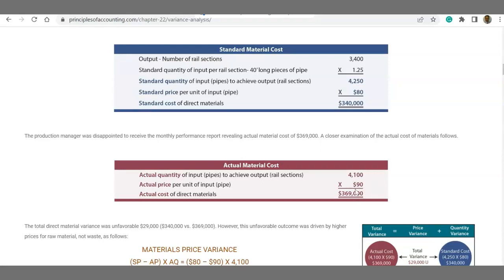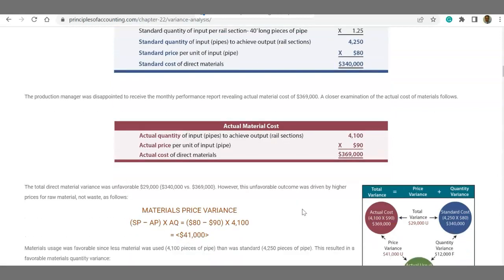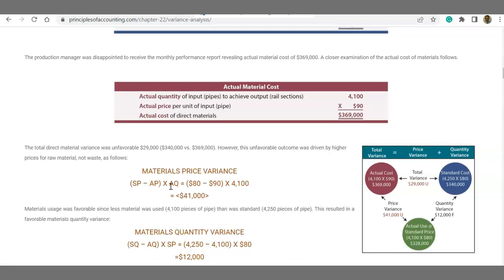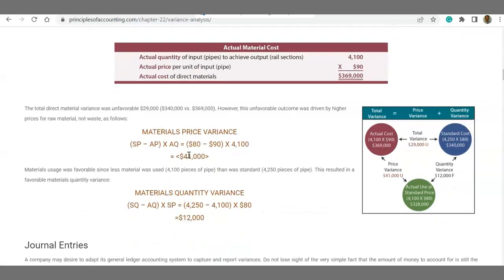And they paid $90. That means $10 more than standard cost. And the actual cost overall ends up to be $369,000, which is disappointing because the manager went over the standard cost calculation. So the total direct material, you want to know how to do this calculation. I'm going to teach you right now. It will be a piece of cake. You want to understand the difference in regards to analyzing this outcome and what is the actual problem.